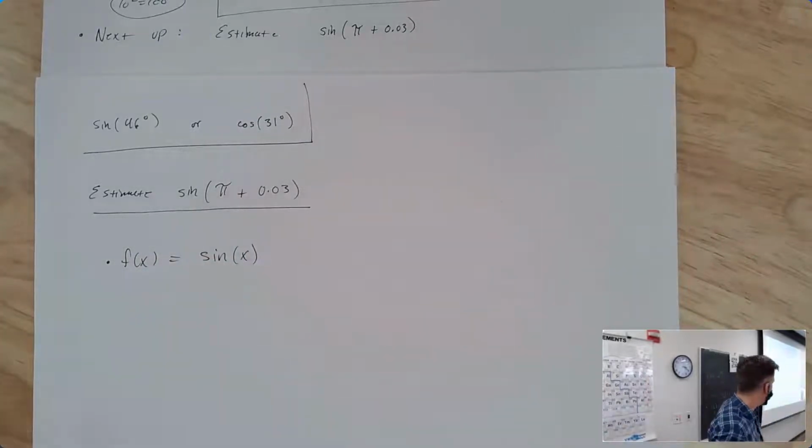It would probably also be fine to do sine of pi plus x, but you want to make your function as easy as possible because you're going to have to take the derivative of it. So you might as well just make it x, unless there's a really excellent reason not to, which I don't see there being.